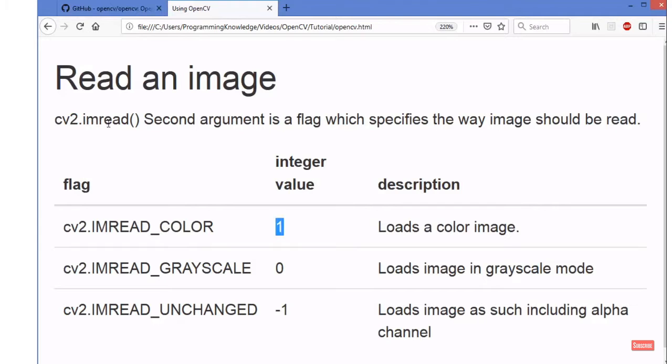Grayscale, we are talking about the grayscale image. So the color image, 0 stands for grayscale image, and the image as such including the alpha channel. The alpha type of images, okay, or you can call it an inverted image, something like a negative, like a negative you have within your hands, you have to use in that form.